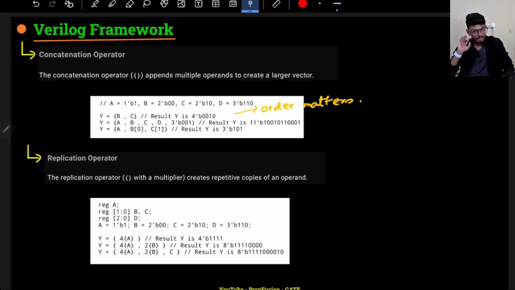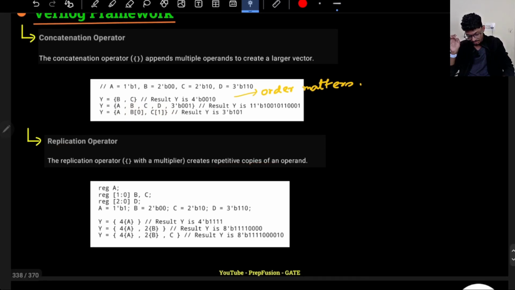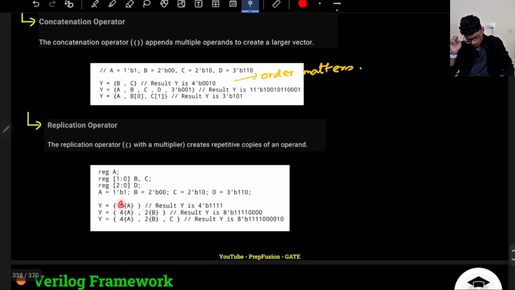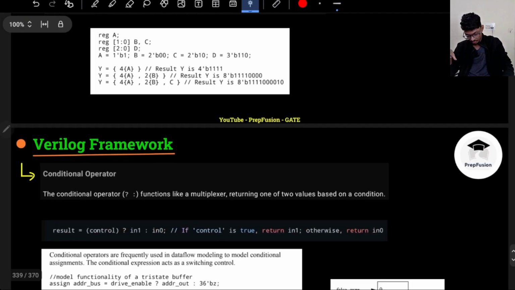Everything is valid. Okay, next is the replication operator. The replication operator simply replicates, creating repetitive copies. Just like if I write 4{A}, that means it will replicate A 4 times. The result will be, since A is 1, four ones. I hope you understood the same thing. It is similar to that only.